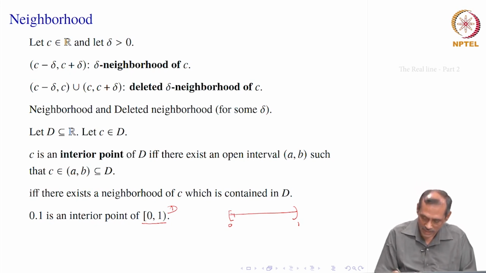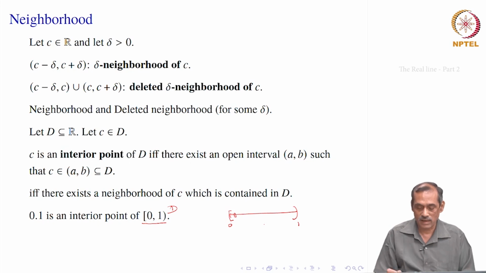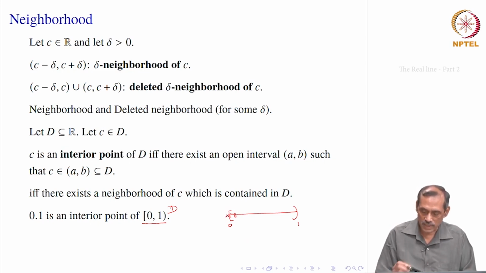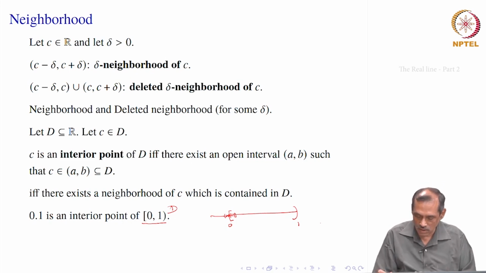Because you can always find a smaller neighborhood, an open interval around 0.1, which is contained inside this interval. We can take a delta which is smaller than this 0.1, then that delta will do. But 0 is not an interior point. Why? Because any neighborhood of 0 will contain some negative points, and they are not inside D. So, 0 is not an interior point, but is 1 an interior point?